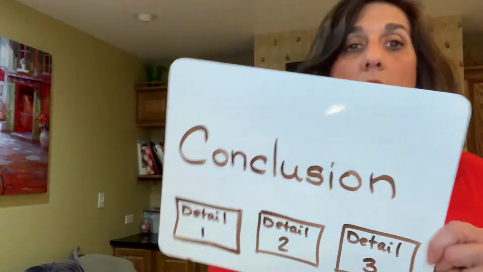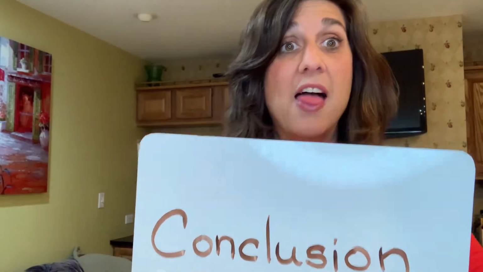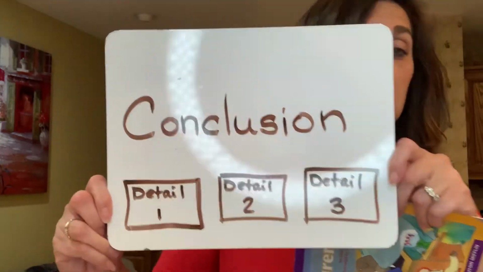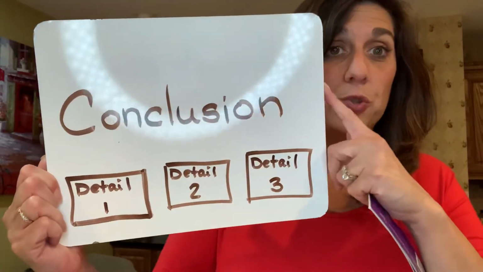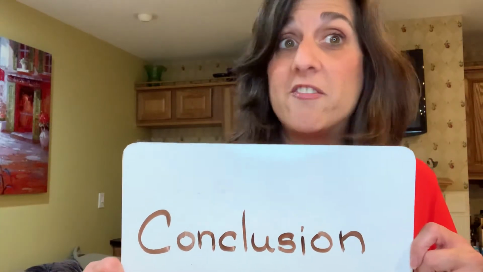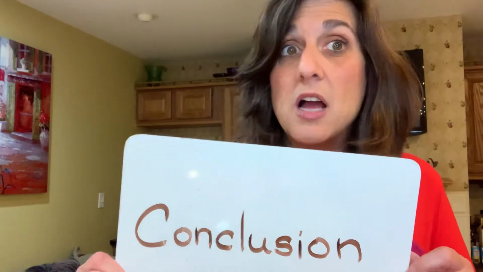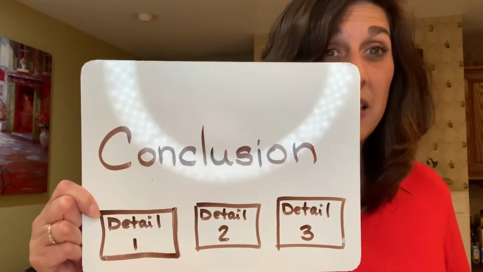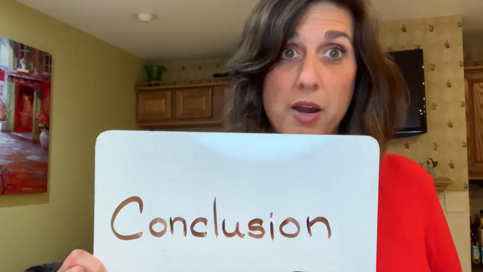So what we're going to do today is we're going to come up with a conclusion and then find 3 details that lead us to that conclusion. So normally we pick out the details and we come up with the conclusion last. But today we're going to flip it around since this is a new skill for us. We're going to get the conclusion first, and you're going to find 3 details that would lead us to that conclusion in the story.